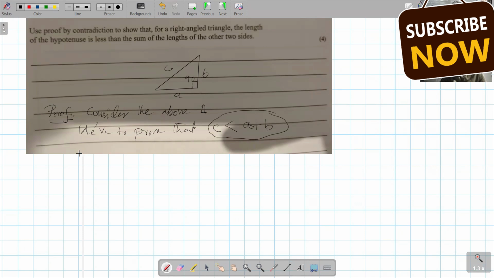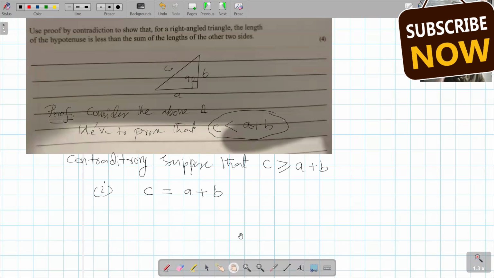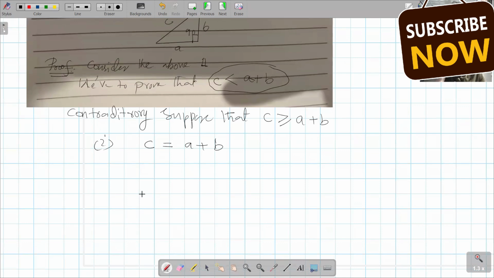In contradiction proofs, you suppose the opposite of this. What is the opposite of this? C is bigger, or equal, I guess. Both. In contradiction to that, we suppose that C is bigger or equal to A plus B. So these are two equations. The first case is C equals A plus B. We will give a contradiction to this and we will give a contradiction to the other statement as well.